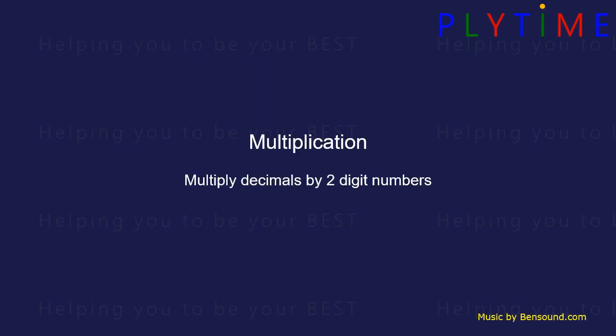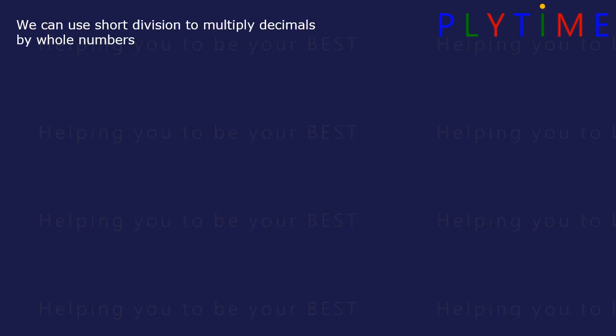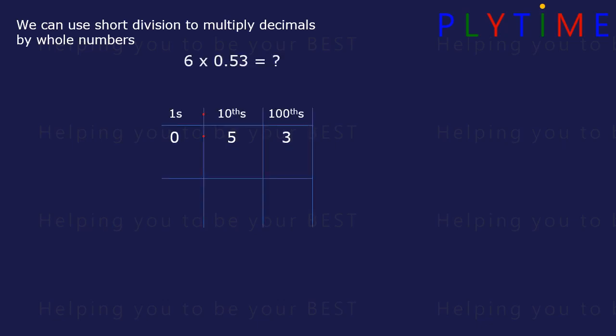Multiplication. Multiply decimals by two-digit numbers. We can use short division to multiply decimals by whole numbers. For example, 6 multiplied by 0.53. Let's put our numbers into the right columns, 0.53 and 6.